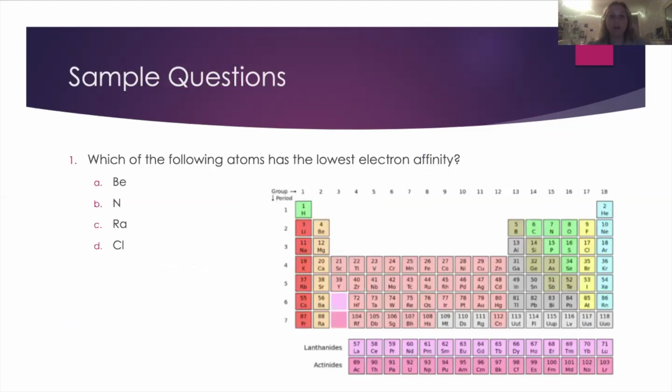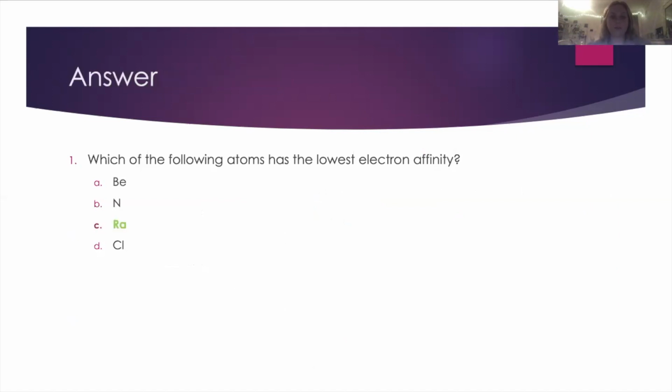Which of the following atoms has the lowest electron affinity? And the answer is C. Radium is the farthest down the group of all the other atoms and will have the largest atomic radius. So it has the lowest electron affinity.